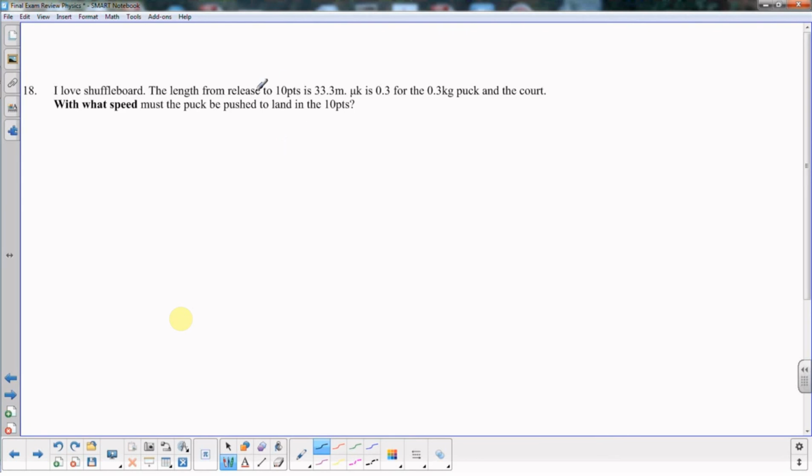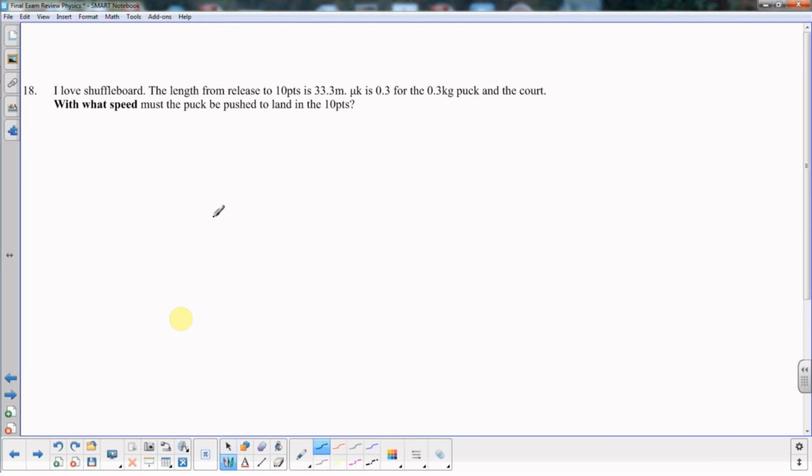Well, that makes no sense. Maybe I should make the grammar better. I love shuffleboard. Length from the release to 10 points is 33.25 meters. Mu is 0.03 for the puck and the court, right? That makes sense. What speed must I release this thing?